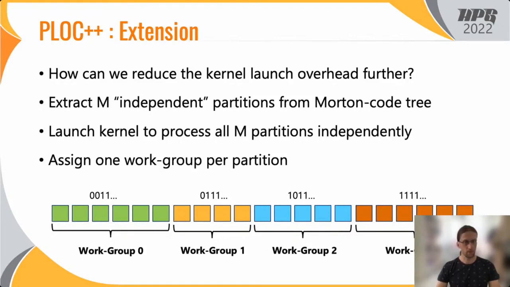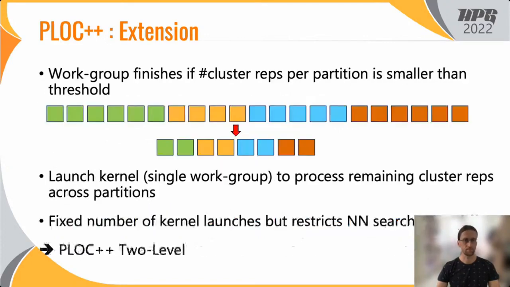What we do is we traverse the Morton codes top down in a breadth-first manner to extract these partitions. So in the next step, we launch a single kernel and process all of these partitions independently by assigning a single workgroup per partition, as shown here in this example. Each workgroup performs all required iterations and stops if the number of cluster reps per partition is smaller than a predefined threshold. As a final step, we launch a single workgroup kernel which fetches the remaining cluster reps per partition and compacts them to a sequential list again.